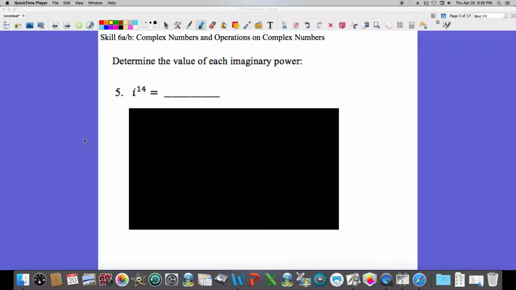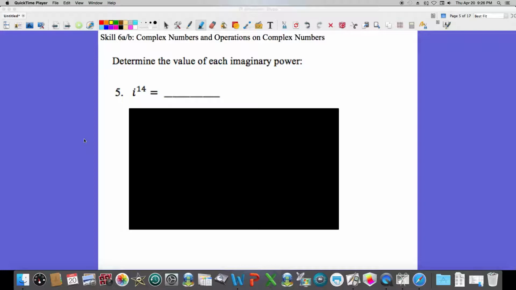That this is recording. We are looking at skill packet number 6, which is complex numbers, and here in subskill A and B, we're looking at simplifying radicals with a negative radicand. We're looking at problems like the next 6 problems will be, where you have your imaginary unit i raised to some power.